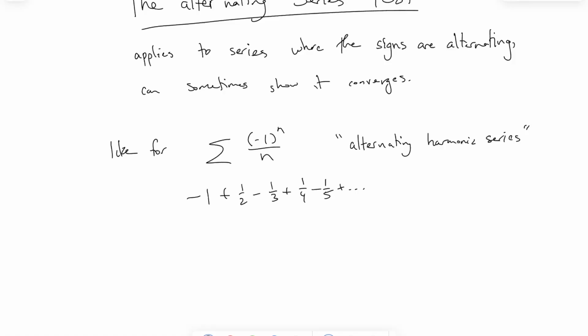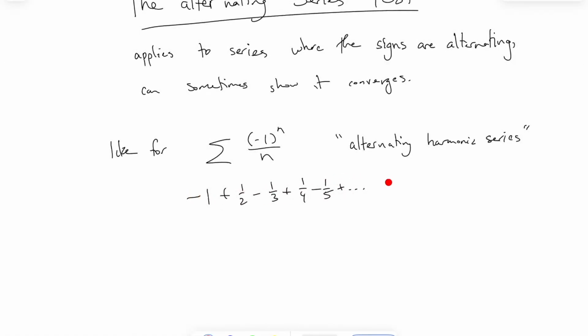Now, just 1 over n diverges. We've seen that many times. So that means if you put plus signs on everything here, then it diverges. It goes to infinity. But actually, if you flip-flop the signs every time, then it's not clear what's going to happen, because there will be some kind of cancellation here, right?